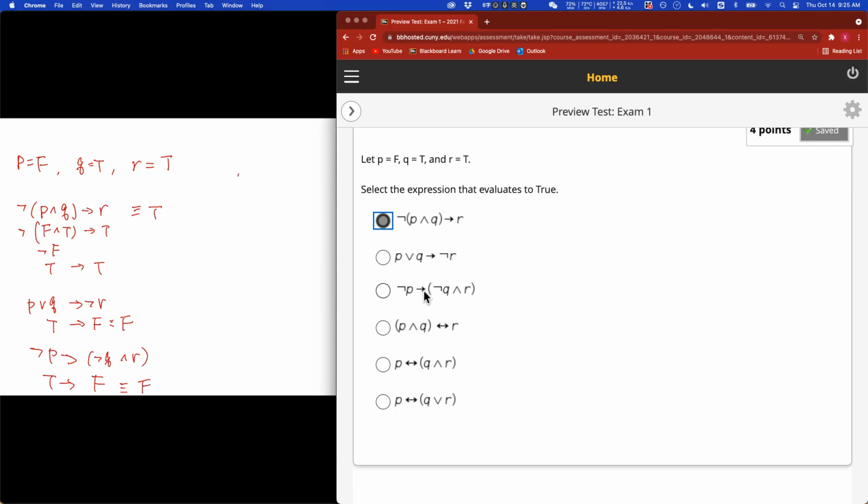Next one, you have P and Q if and only if R is true. P and Q is false since one of them is false. You cannot have false if and only if true. They need to be both true or both false in order to be true. And next you have P if and only if Q and R, where both are true. So again, you have false if and only if true. So this is false.